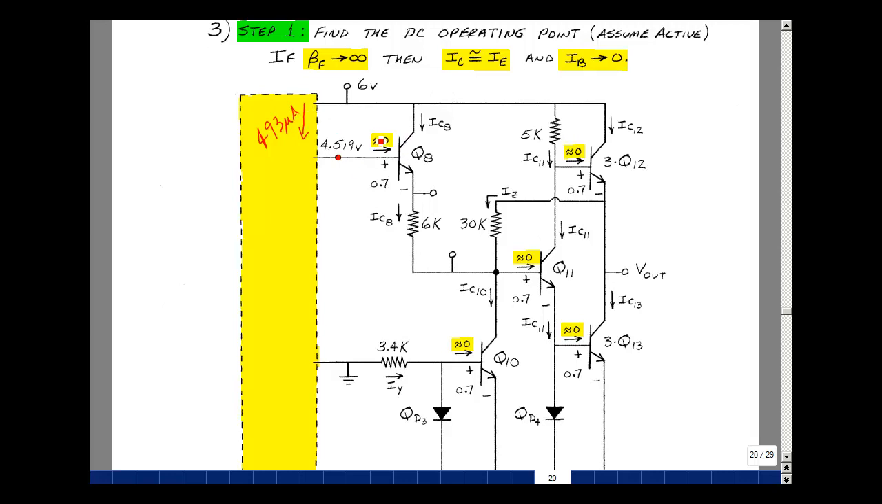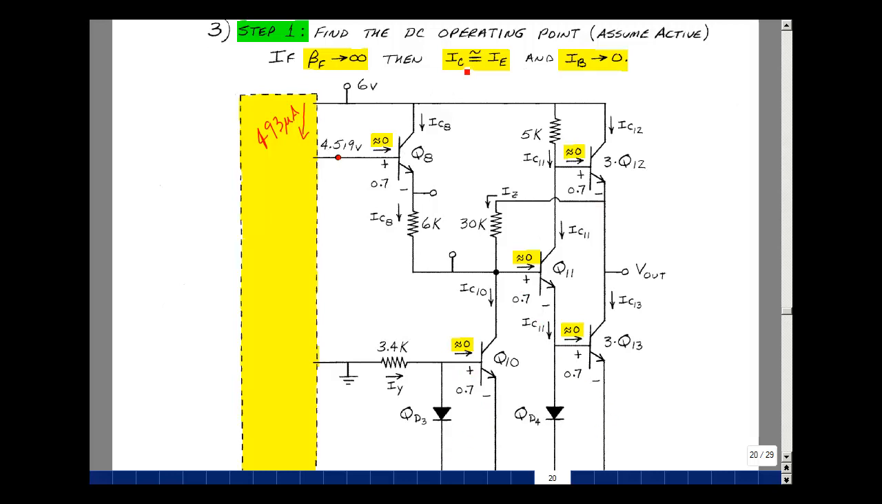Here I've got the base of a transistor. We're assuming that these currents are small compared to other currents, so I'm just going to label this as approximately 0, approximately 0, approximately 0, approximately 0, and approximately 0. Then we're assuming that the drops across the base emitters are about 0.7, so 0.7, 0.7, 0.7, 0.7. And of course, this is the voltage across these diodes 3 and 4.